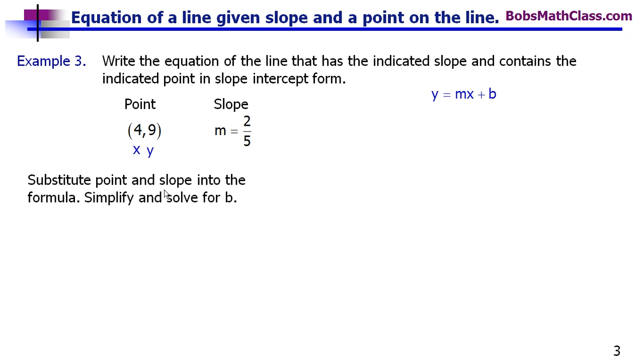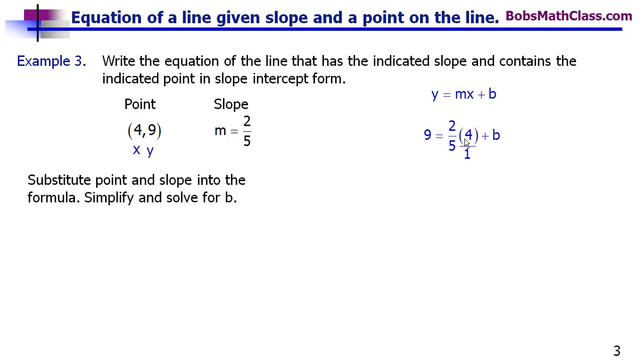Okay, so we're going to substitute our point and slope into the formula. So 9 equals 2/5 times 4 plus b. Okay, 2/5 times 4. We're multiplying a fraction and a whole number. Anytime you're multiplying a fraction and a whole number, you can put a 1 underneath that whole number. A little crooked here, but you get the idea.